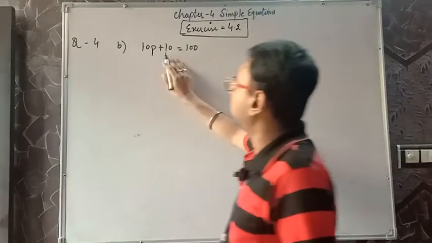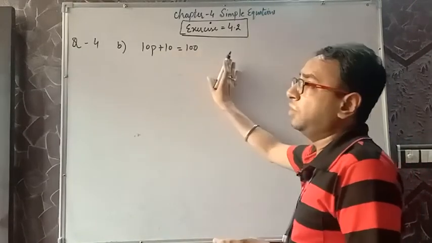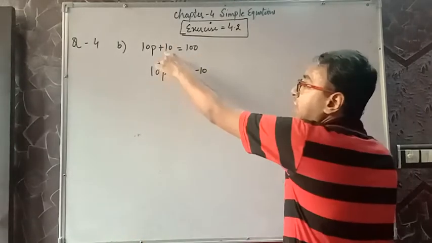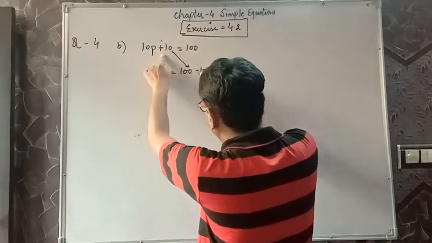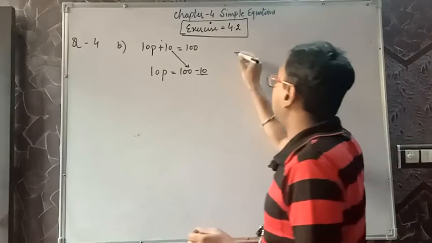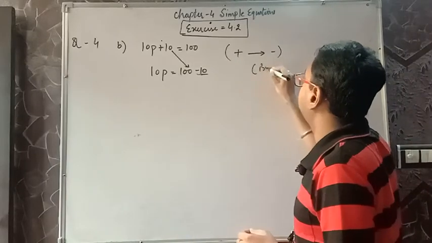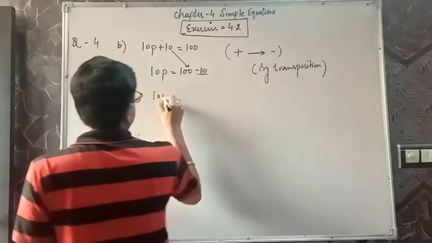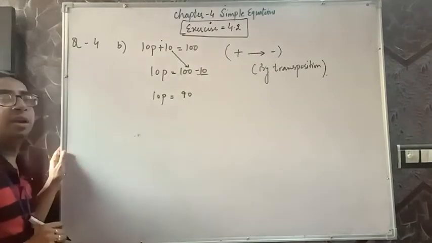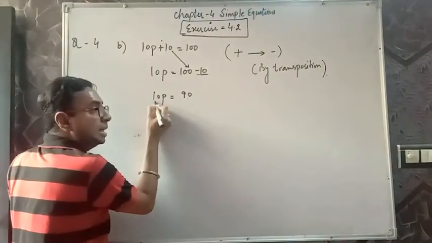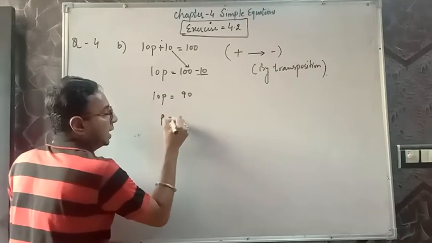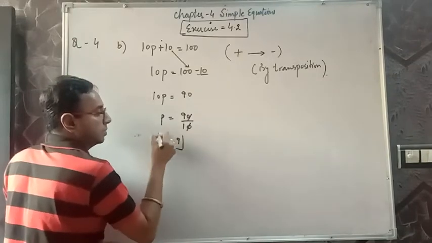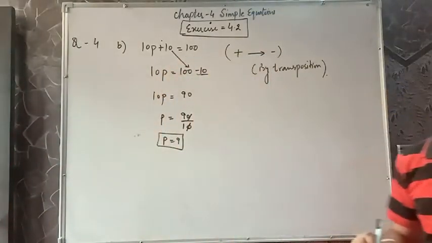Now what to do? First of all, we have to remove this. Here it is getting plus, there it will get minus. Because here it was plus, if we transfer this side, it will become minus sign. We know plus changes to minus by transposition. Clear? Now 10p is equal to 90 because 100 minus 10 is 90. Now here it is getting multiplied, there it will get divided. So p, 0 0 cancel. What is the answer? p is equal to 9. Simple. Any doubt anyone is having in this?